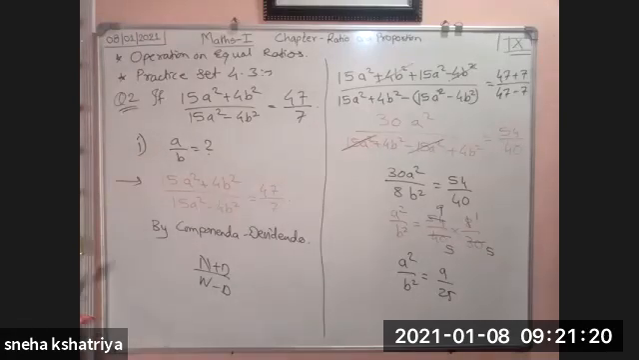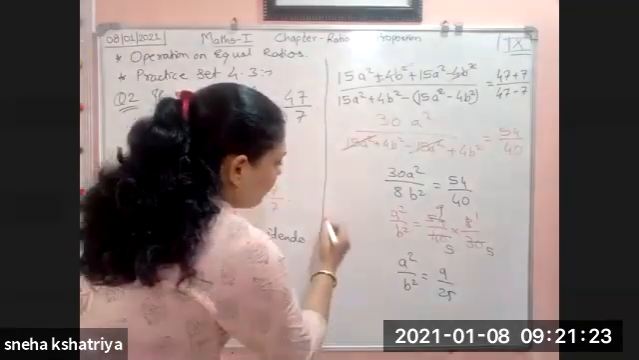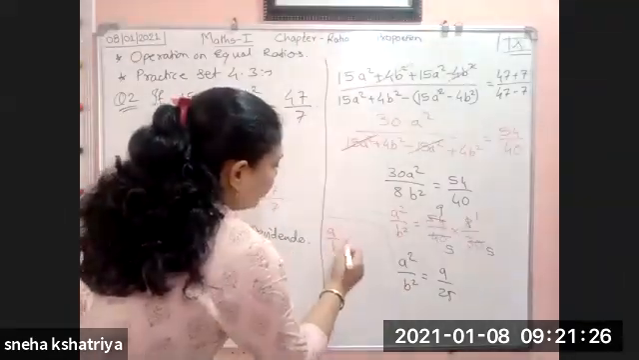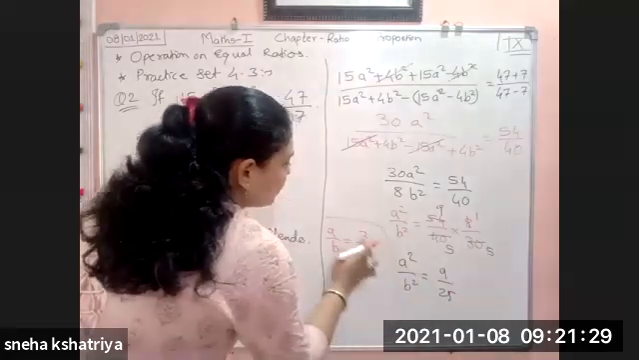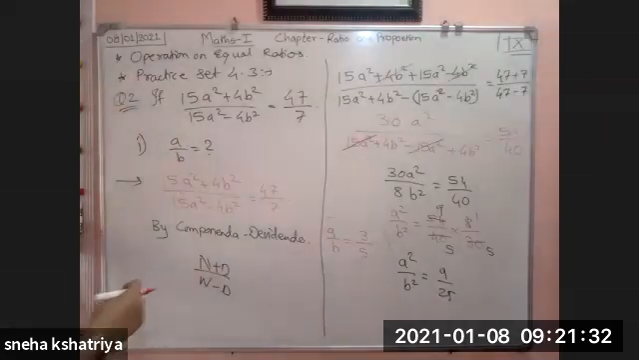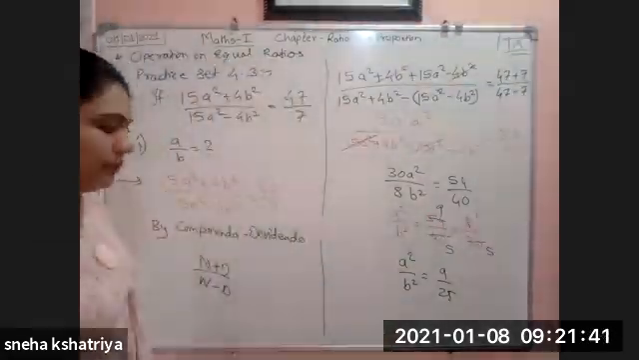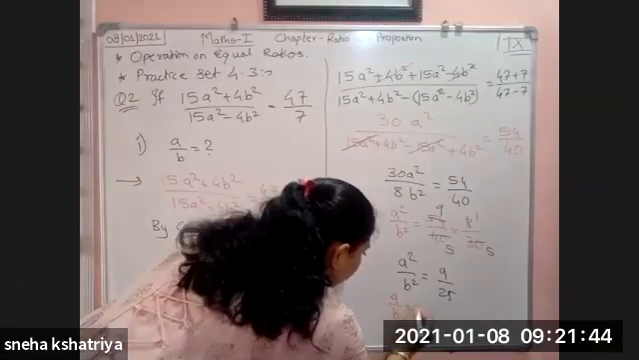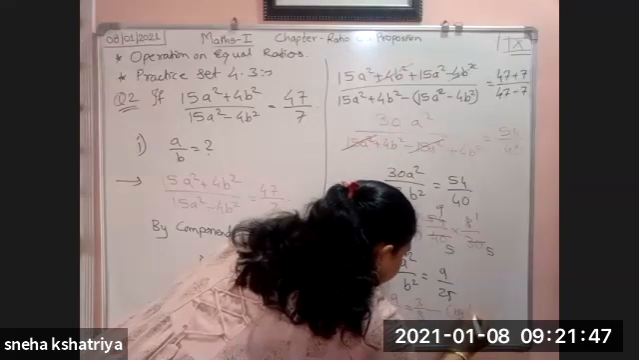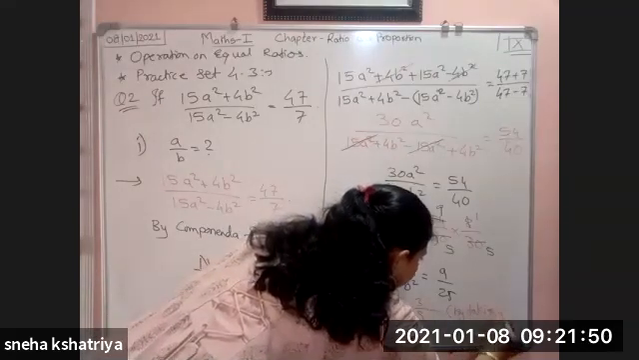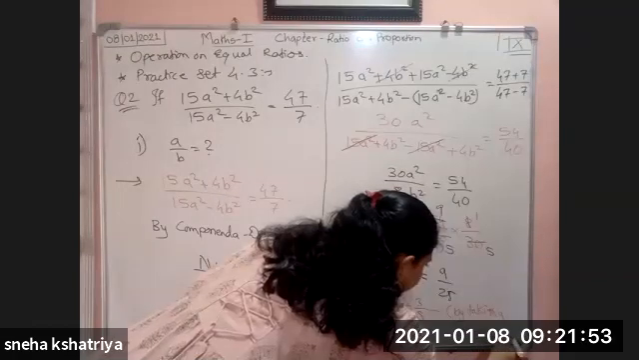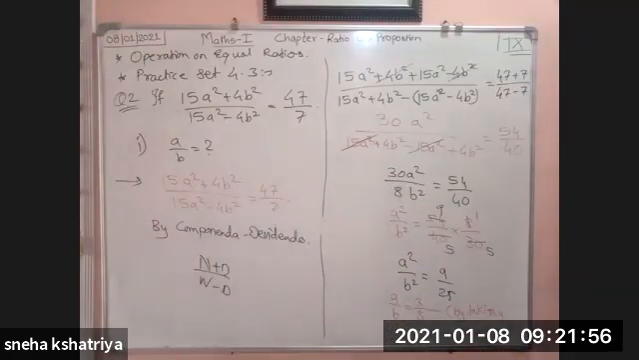So taking square root on both the sides, what will we get? A upon b is equal to 3 upon 5, because 9 is 3 square and 25 is 5 square. So by taking square root, a upon b we will get the value as 3 upon 5. So here also you can write directly a upon b is equal to 3 upon 5 by taking square root. Okay.